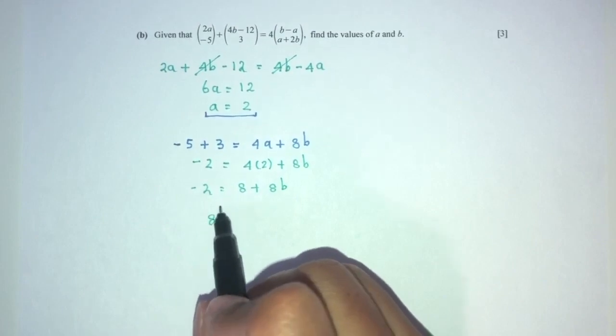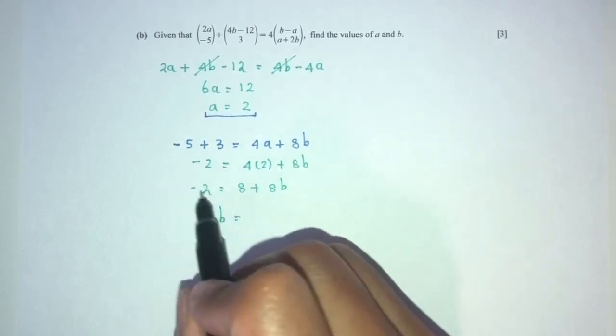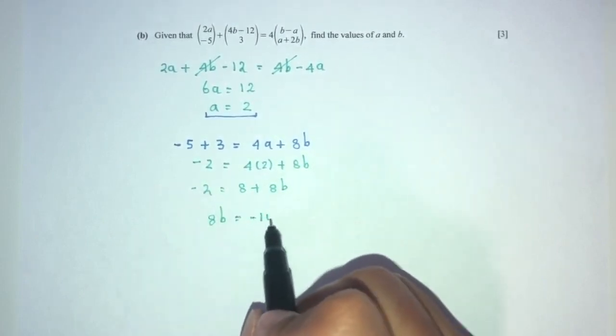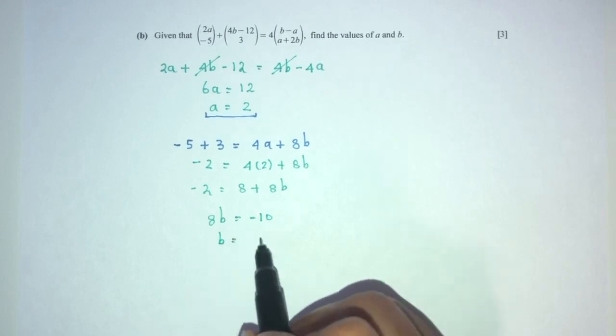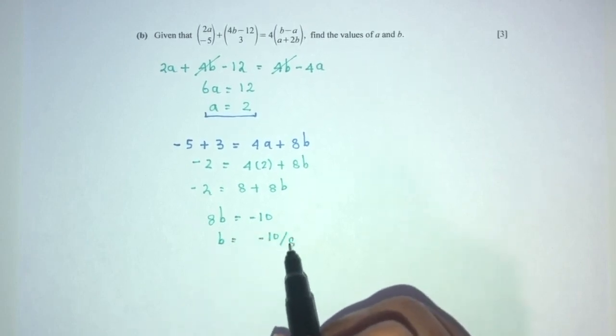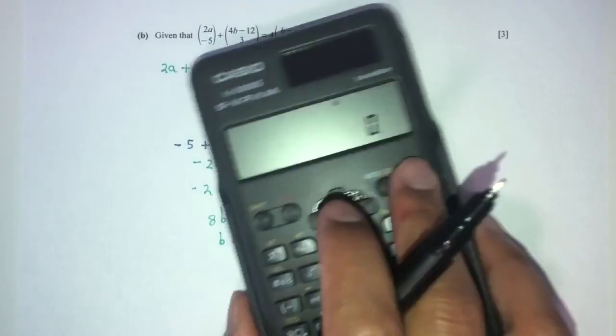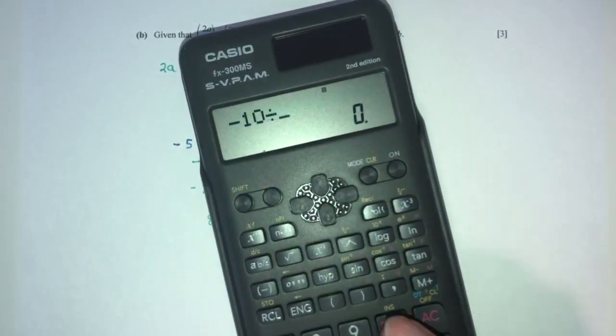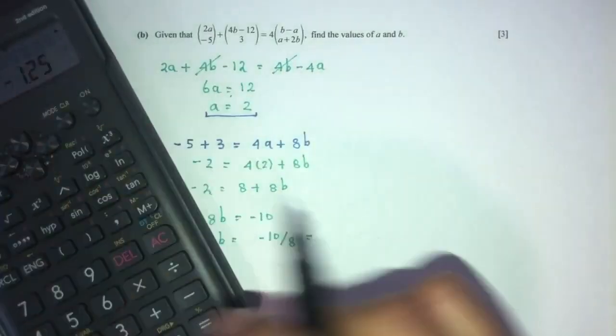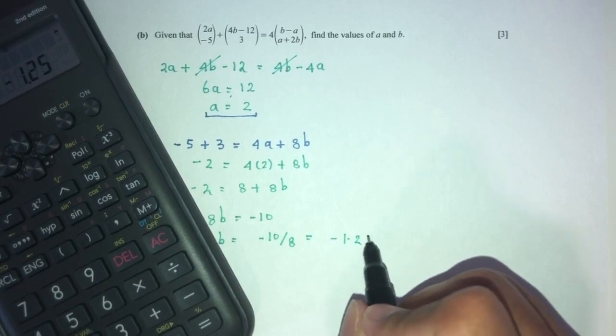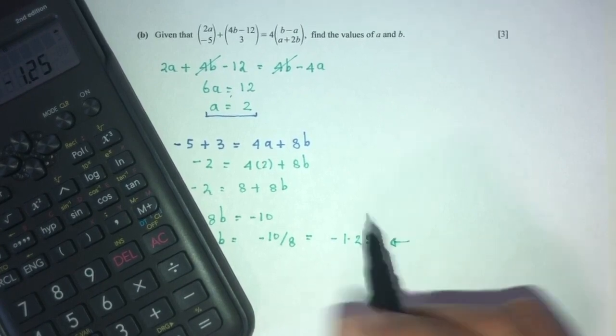So 8B, we send this over here. So minus 2 minus 8 should be minus 10. So B will be minus 10 over 8. So you can always use your calculator if you want to. That makes your life easier. Now you get minus 1.25 for the value of B.